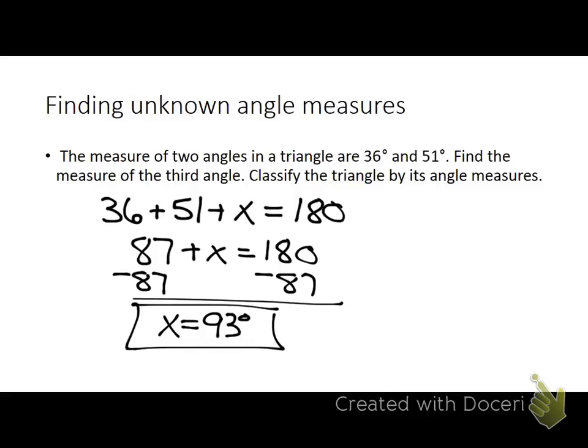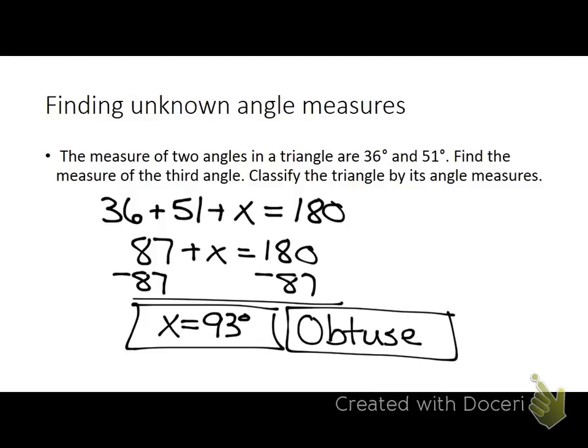But what kind of triangle is this? We're not classifying by side lengths. These are angles. I didn't tell you they're sides. Obtuse. It's obtuse. I guarantee you I'm going to get scalene on the test tomorrow. But remember, that's side lengths, not angles. This is an obtuse triangle.